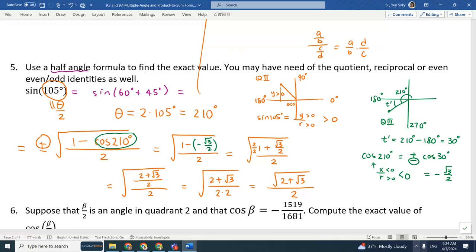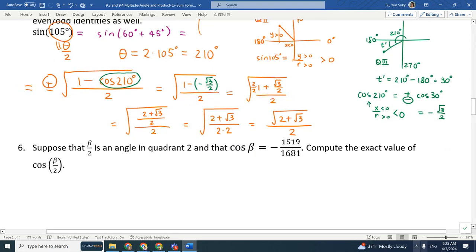But because the problem said we have to use the half angle formula, then you have to use the half angle formula. And like here, because you have to figure out the sine, you draw the picture of this angle, and then cosine 210. You also need to figure out the sine and the value, so you also draw the point on the xy plane. So you can see this problem requires the knowledge we learned in chapter 7. Any questions so far, everybody? No? Okay, so do more practice.